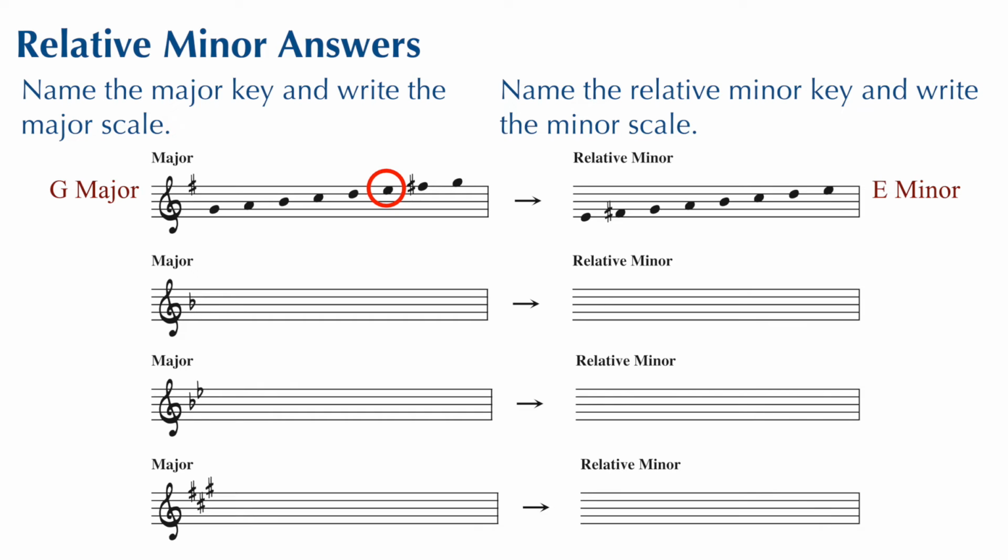Number 2, 1 flat in the key signature puts us in the key of F major. Write out that F major scale. Then name the relative minor by locating the 6th scale degree of that F major scale. The 6th scale degree is D, so our relative minor is D minor. Then write out the D minor scale: D, E, F, G, A, B flat, C, and D.